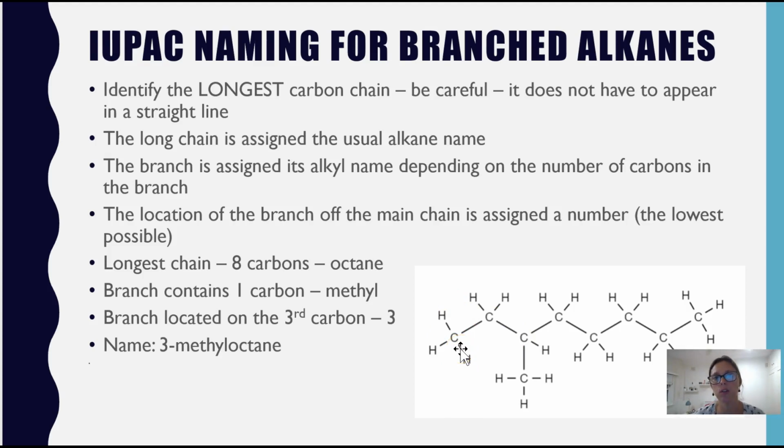So the first thing we do, octane. Second thing we do, look at what the branching group is, and it's a methyl group, just a 1 carbon chain. And we notice that it is on the 3rd carbon. So because of that, we name it 3 for the 3rd carbon. Methyl, so that's the methyl group is attached to the 3rd carbon of the octane alkane. So it's 3-methyloctane.